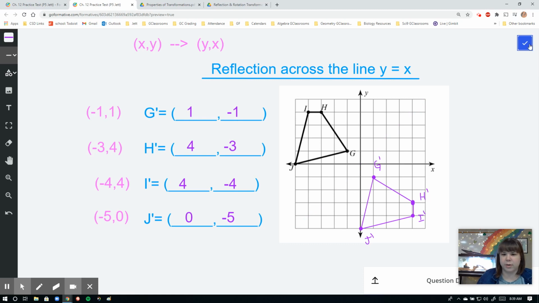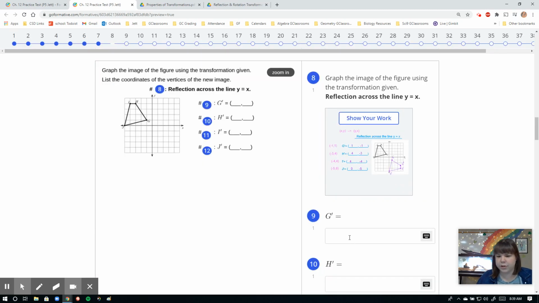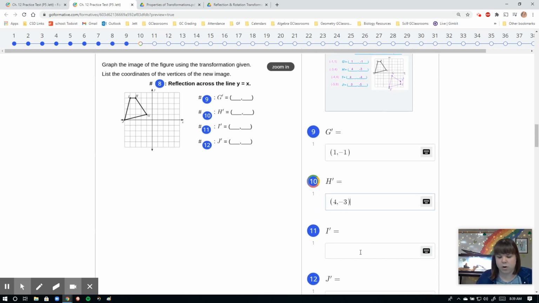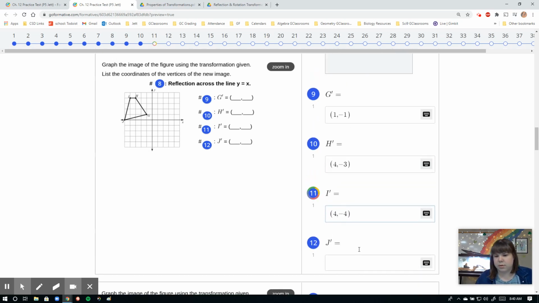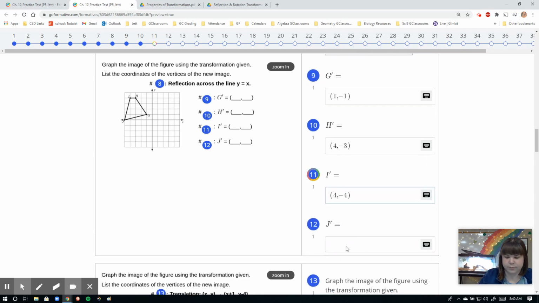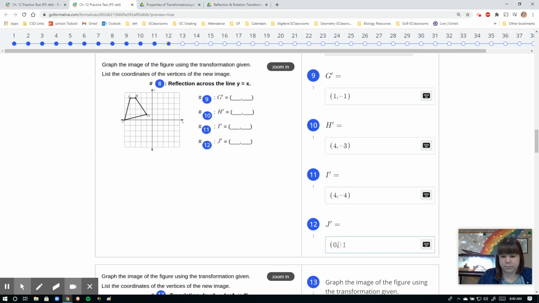Let's go ahead and enter our coordinate points into GoFormative. So for G prime, we decided it was going to be 1, -1. There we go, 1, negative 1. Next one's going to be 4, negative 3. Next one's going to be 4, negative 4. And the last one's going to be 0, negative 5. Whoops, 4, negative 4. And 0, negative 5. All right, there we go.